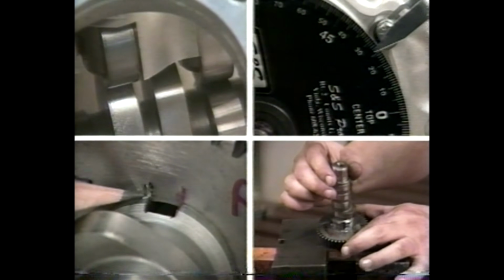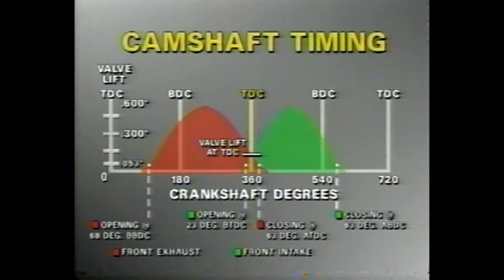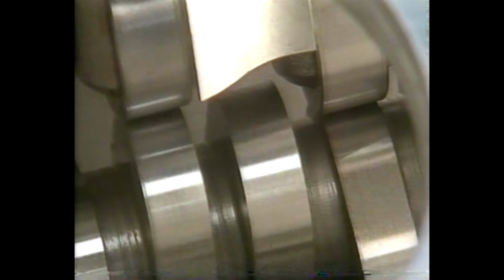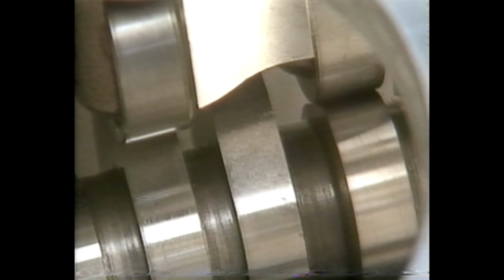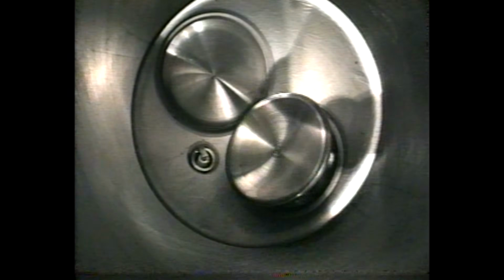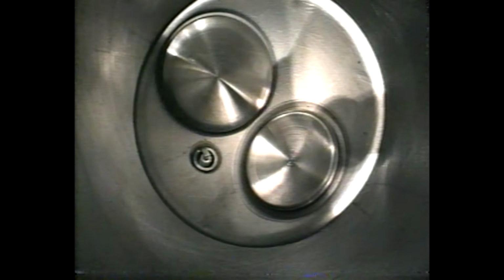With our camshaft properly positioned to meet the Crane specifications, both the intake and exhaust cam lobes will provide 143,000ths of an inch of lift at top dead center. If we advance or retard our cam timing by any more than 4 degrees from the recommended point, we run the risk of increasing our valve lift at top dead center, which will reduce our piston-to-valve clearance and increase the possibility that pistons and valves will collide.